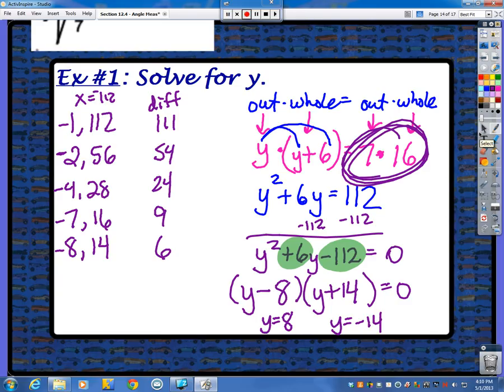Now, algebraically, yes, these are two good answers, but geometrically, we were looking for a length. So this negative 14, it's a good algebra answer, but not a good geometry answer. So that is an extraneous answer. So our only good answer is y equals 8.